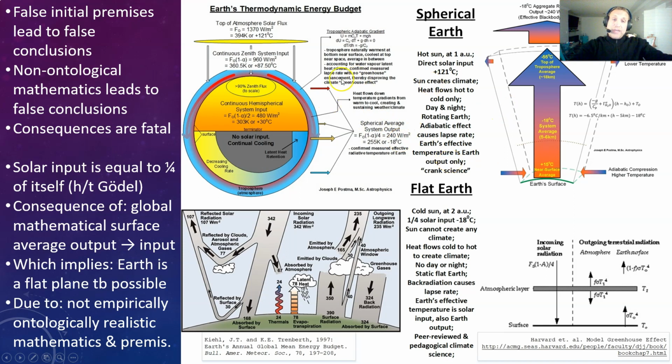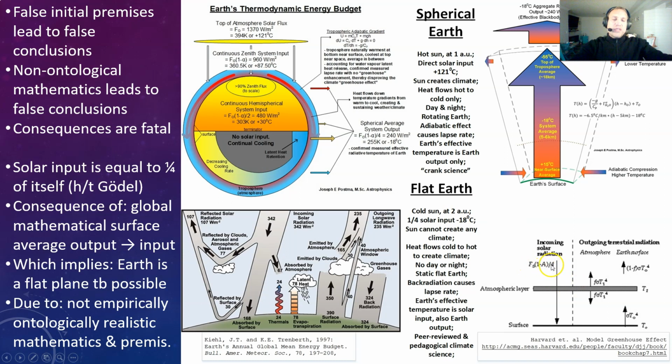And then, of course, the climate scientists say that all of this is crank science. They say that spherical Earth is crank science. Now, their pedagogical and peer-reviewed approach to understanding the basic features of the climate is this flat Earth approach. The mathematical consequence of it is that the sun must be cold and that it's at twice the distance that it's supposed to be. So think of those two statements, right? So we have two Gödelian incomplete statements working together, right?